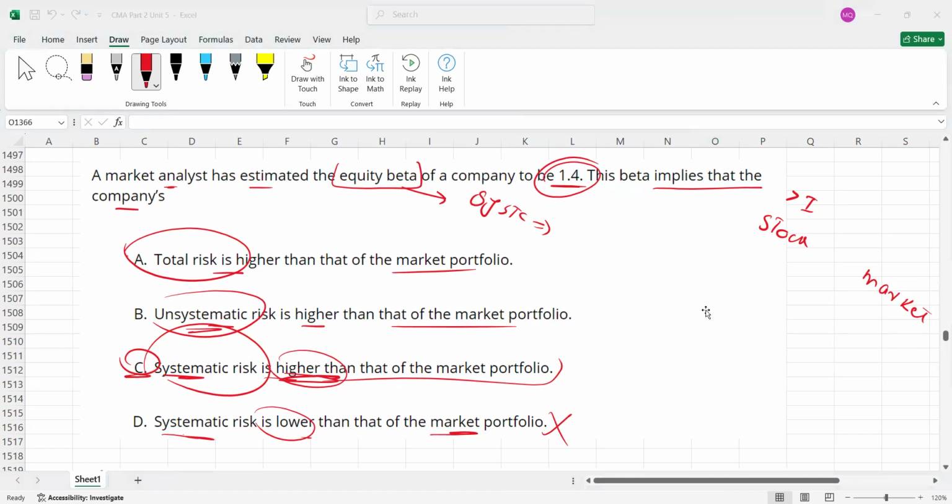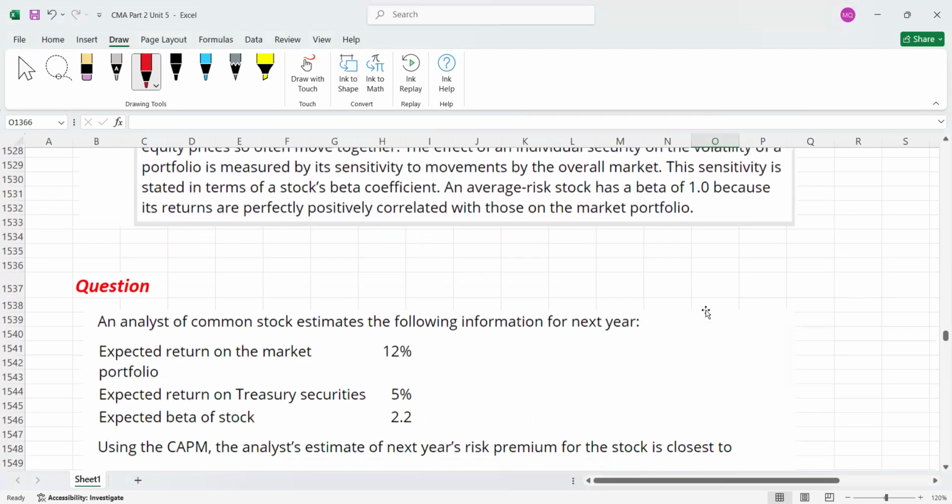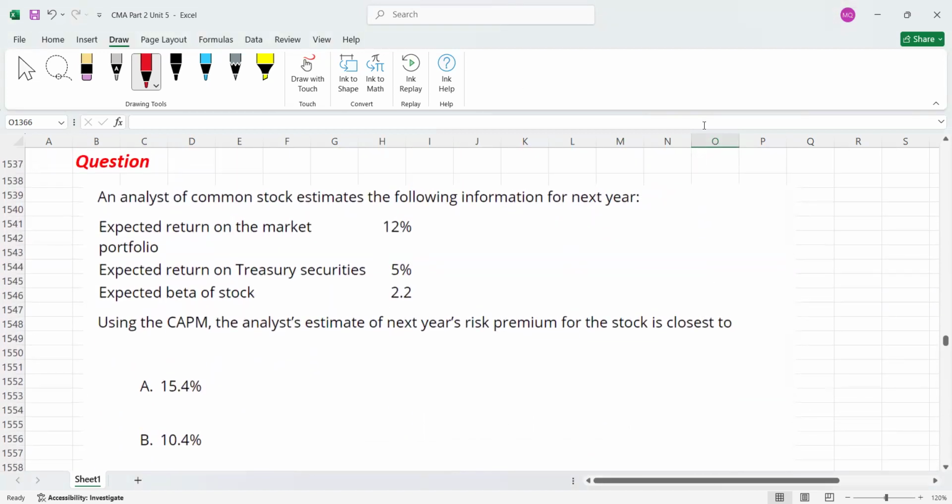Okay, guys. So now we are discussing the next question. Question number 4. If you look at the requirement, the requirement is: using the capital asset pricing model, CAPM. Do you remember the CAPM equation? CAPM equation is required rate of return for equity holders equals risk-free rate of return plus beta into return on market minus risk-free return, right?